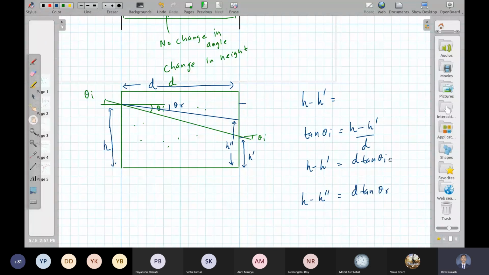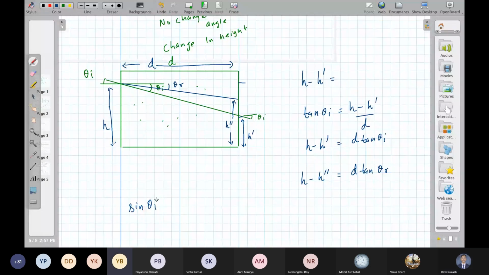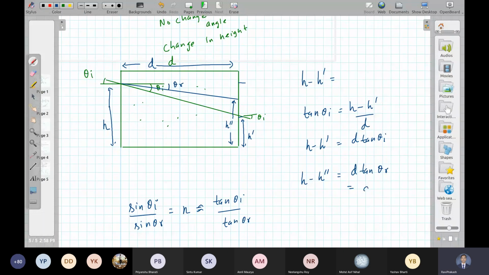दोनों में कोई कनेक्शन है थीटा i और थीटा r में? Sir, Snell's law. Right. Or if these angles are small, these are nearly equal to tan theta I upon tan theta r, right? So I can say this number is nearly equal to d upon n. N is the refractive index of water, tan theta I.